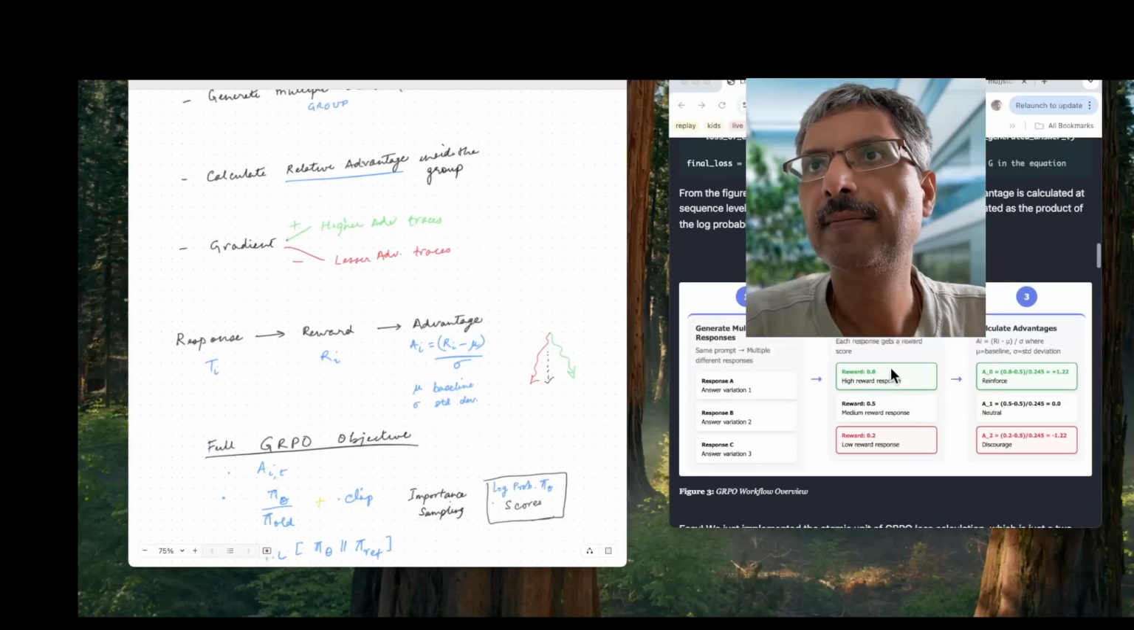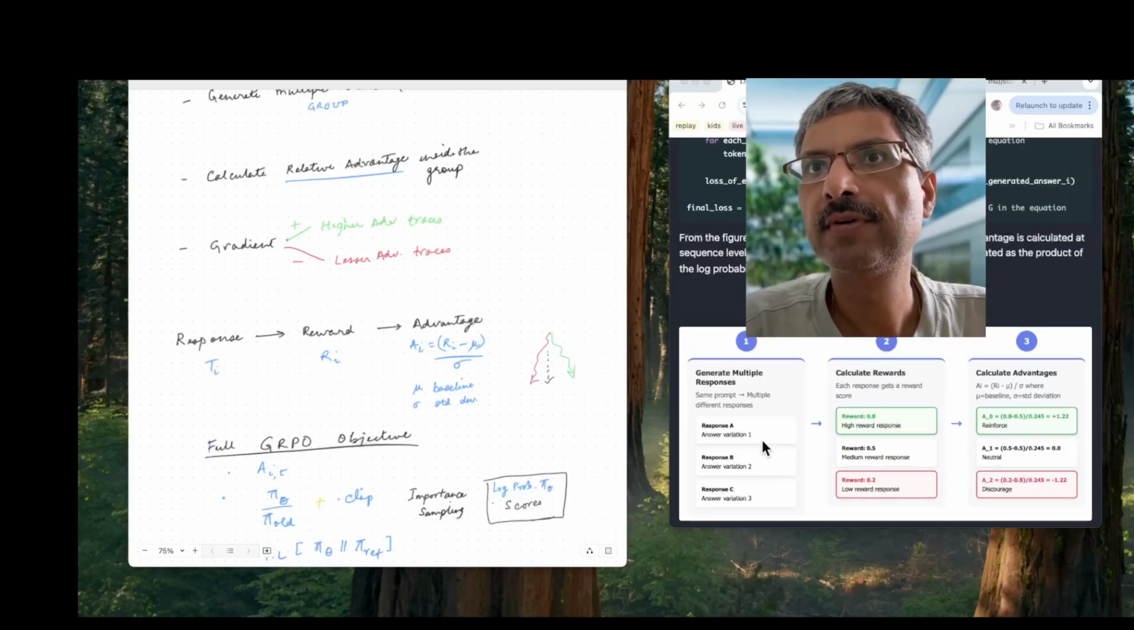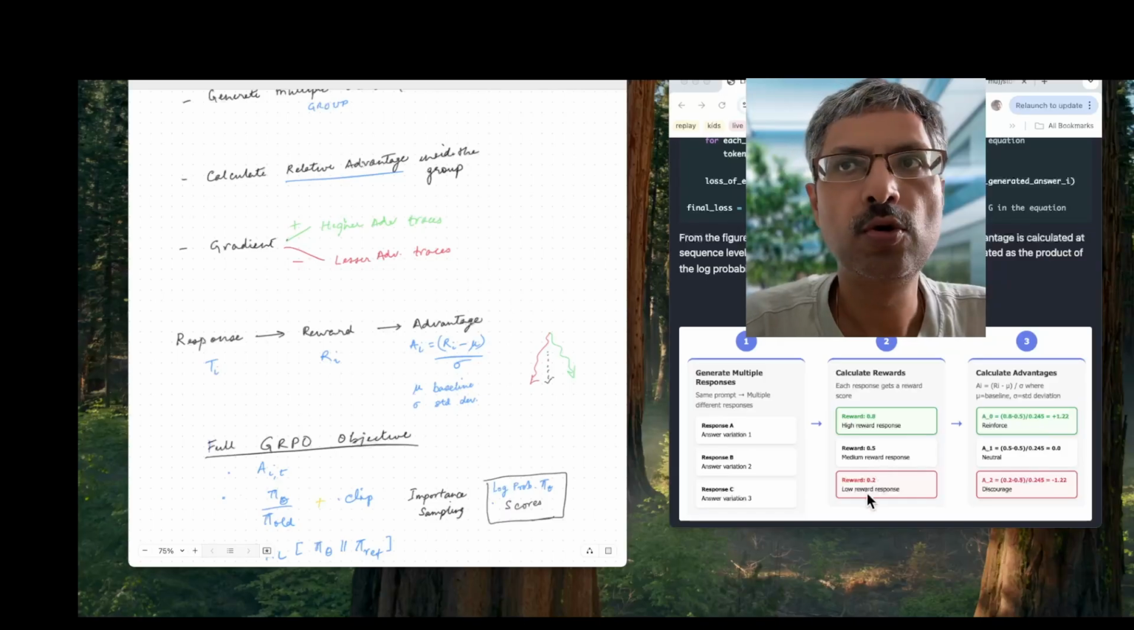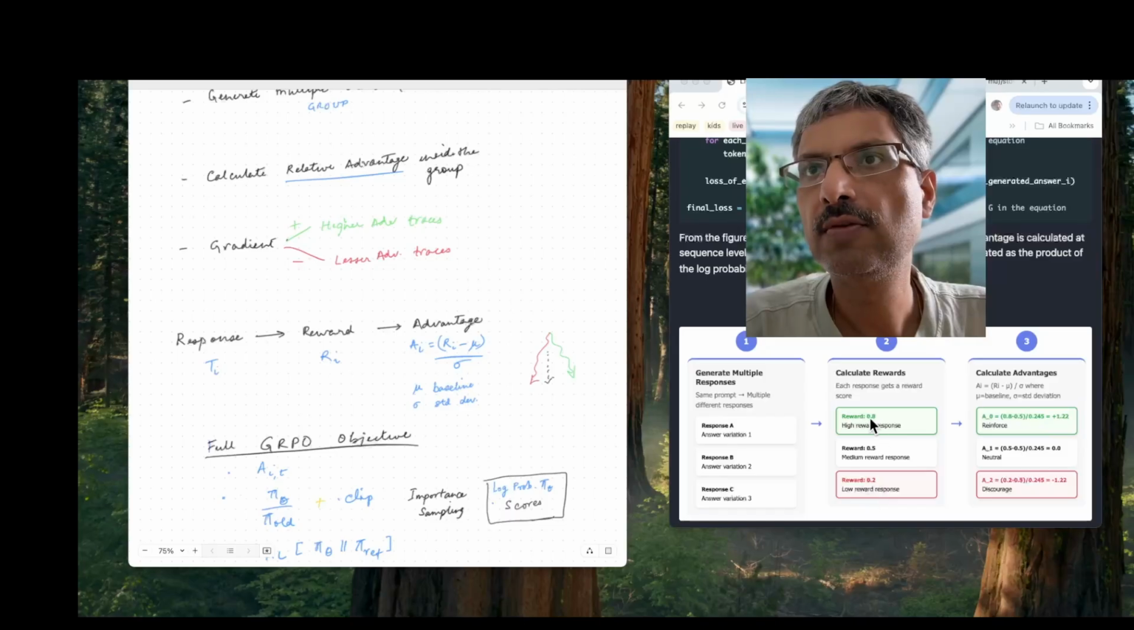So this is a quick calculation of how there are three responses generated, and the rewards are 0.8 for this one, 0.5, medium, for this one, and about 0.2, which is a low reward. And so instead of using the reward, you compute the mean and divide by the standard deviation, the z-score, r minus mu divided by sigma. You find that the advantage of the first one is plus 1.22. The second trace is closer to the mean, so it's 0. You don't really learn from this. And A3 is to discourage; you get a minus 1.22.